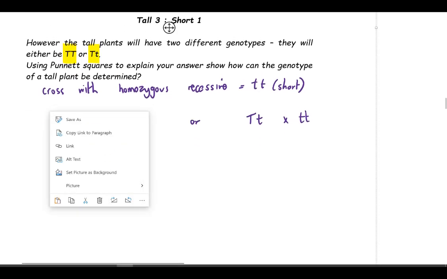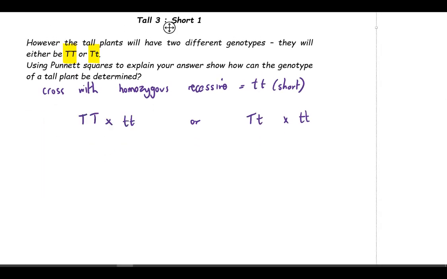So what I mean by this is that we don't know if the tall plant is big T, big T or big T, little t. We know that if we cross it with a plant which is short, it has to have two little t's. So all we're thinking about here is a theoretical cross. If we took this unknown and crossed it with two little t's, we would get either results that look like this or results that look like this.